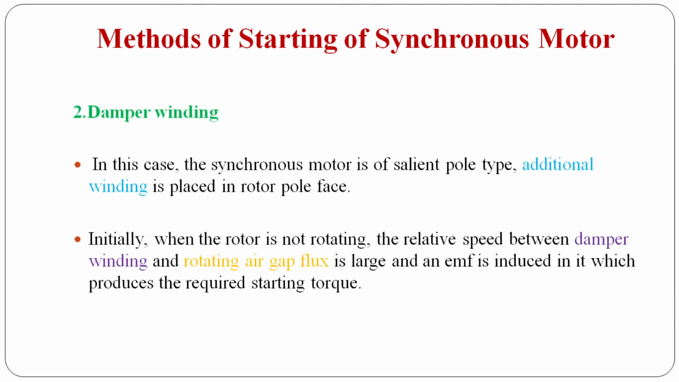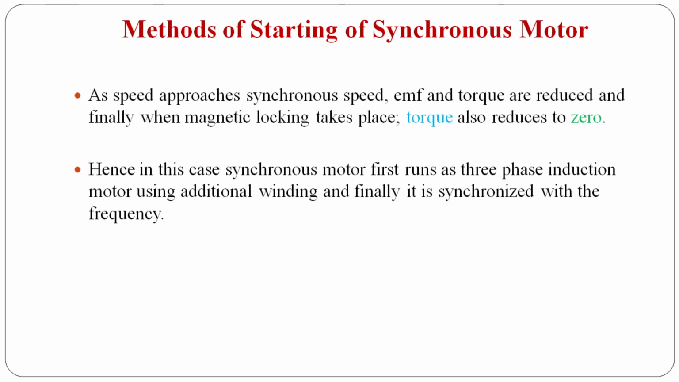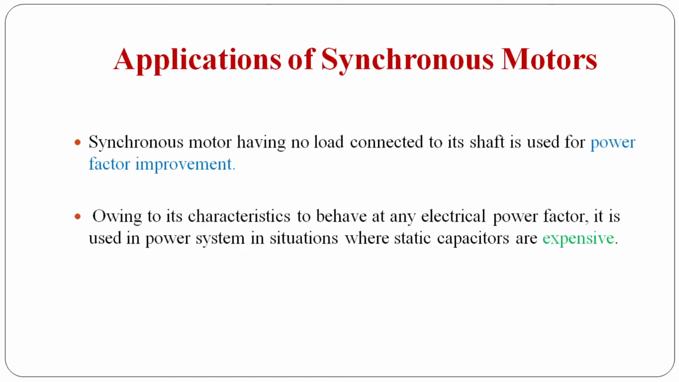Then, an additional winding is used in the synchronous motor of salient pole type. That winding is called the damper winding. When the rotor is not rotating initially, the relative speed between the damper winding and the rotating flux is large, and an EMF is induced in it, which produces the required starting torque. As the speed approaches synchronous speed, the EMF and torque are reduced, and finally when magnetic locking takes place, the torque is zero. So the synchronous motor first runs as a three-phase induction motor using the damper winding, and finally it is synchronized with the frequency.